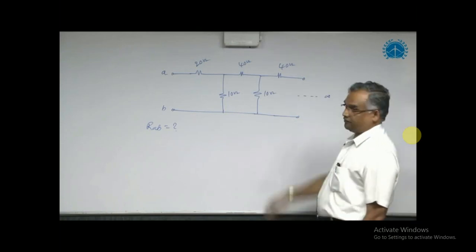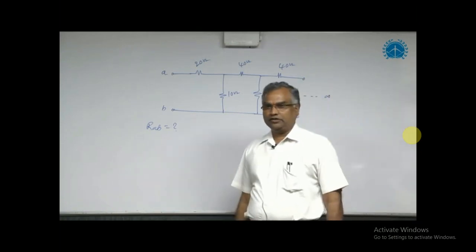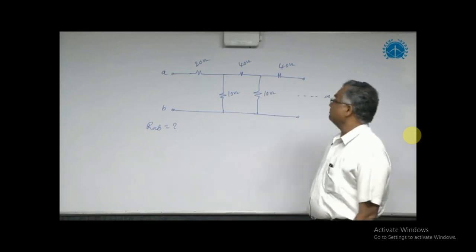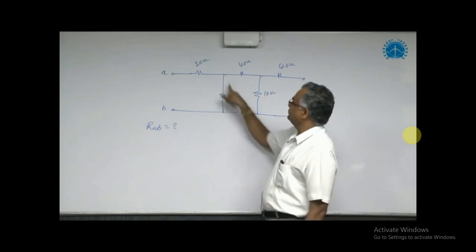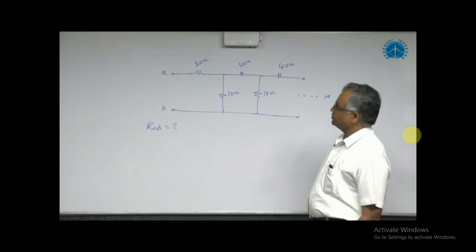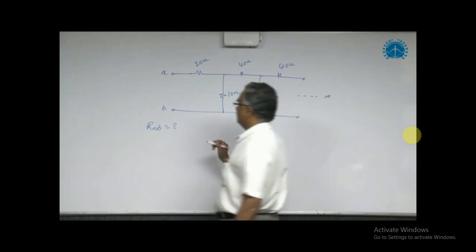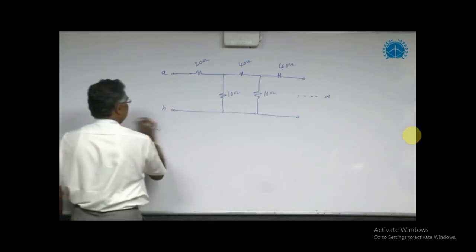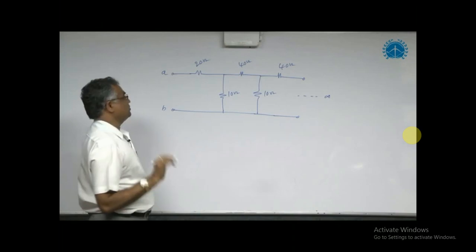So many number of times we have to convert stars into delta. That also takes infinite time. Even if we use current division, we need to go for so many number of equations. That also will take a lot of time. The best idea is the characteristic resistance concept we are using.